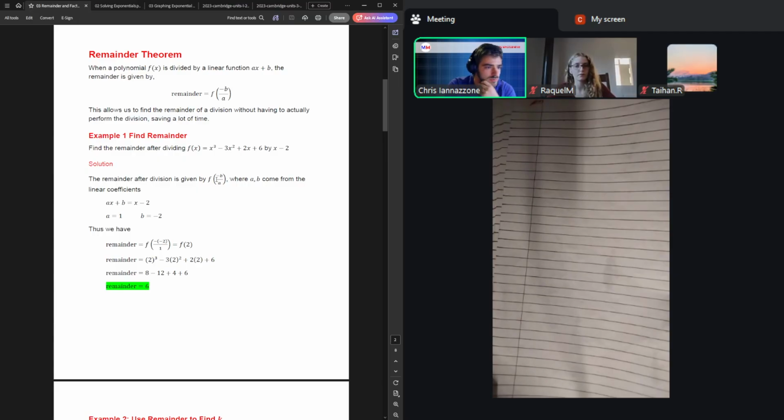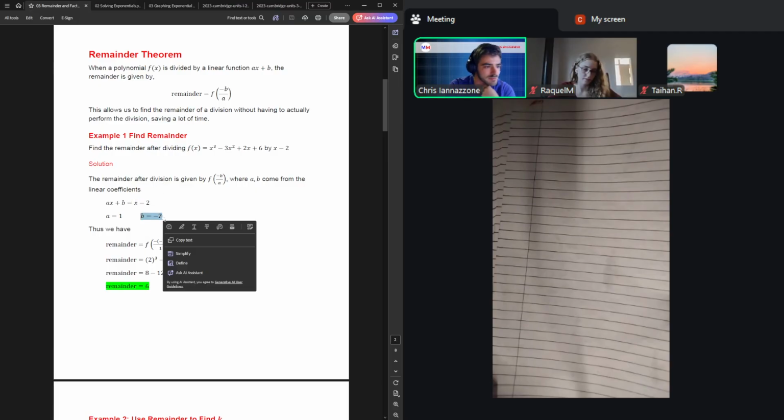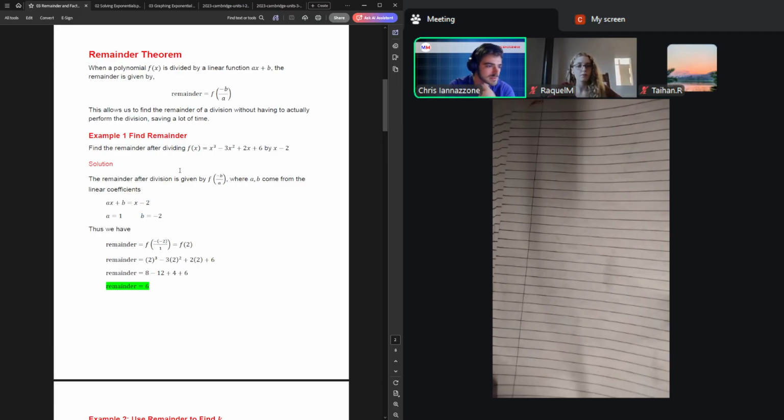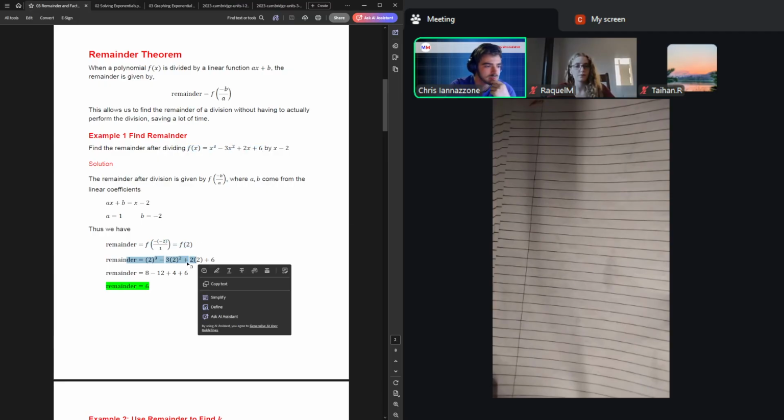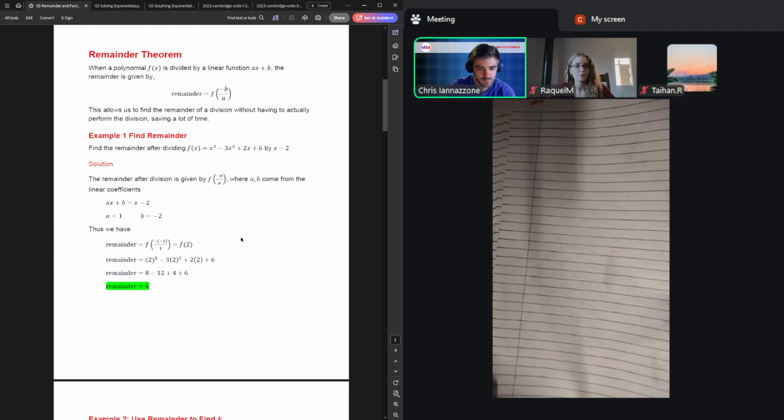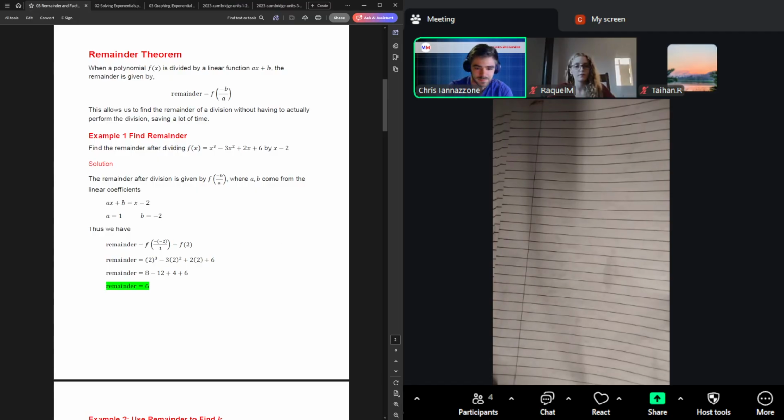The equation is simple. You just need to determine what your b and a terms are. That's going to come from the linear itself. So the linear is ax plus b. That means in this case the a is going to be 1, since that's the coefficient on the x, and the b is going to be negative 2, since that's the constant. That gets you your a and your b. The f of x is always just the polynomial that you're trying to divide. So sub in, simplify, simplify, simplify. You get your remainder. Any questions so far?